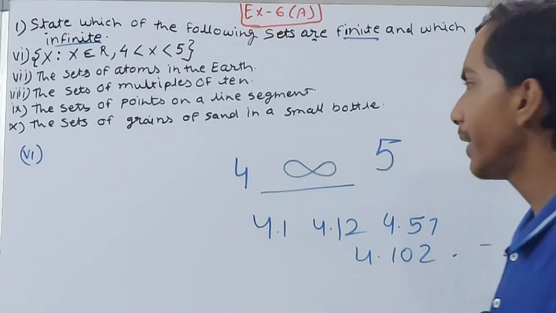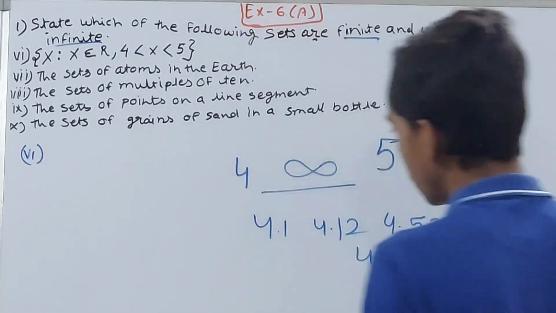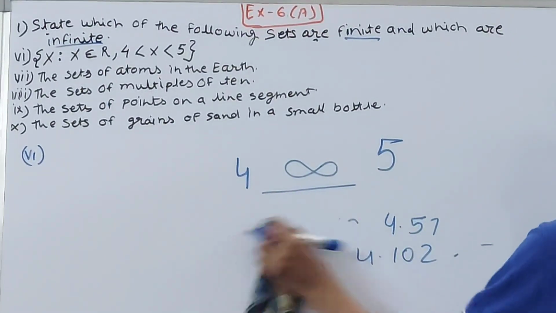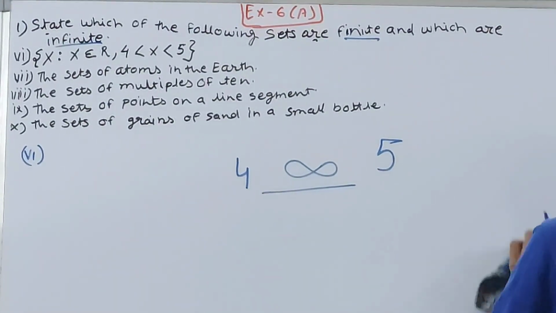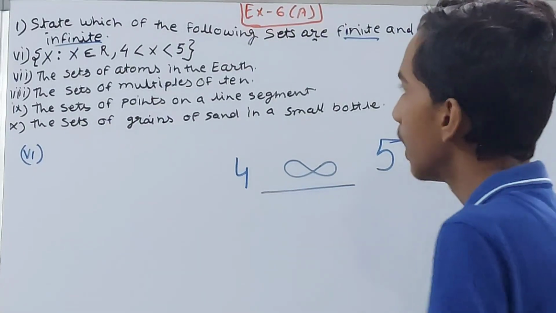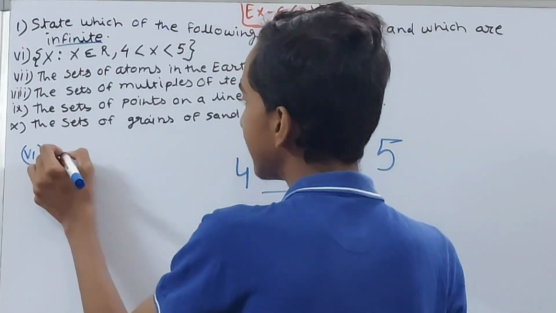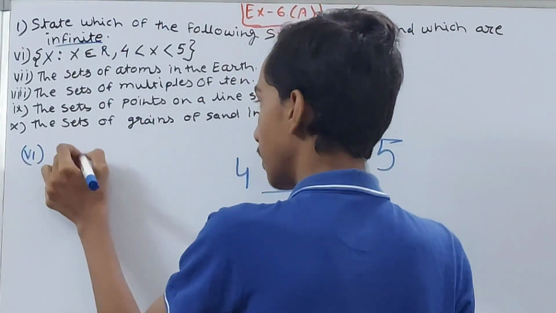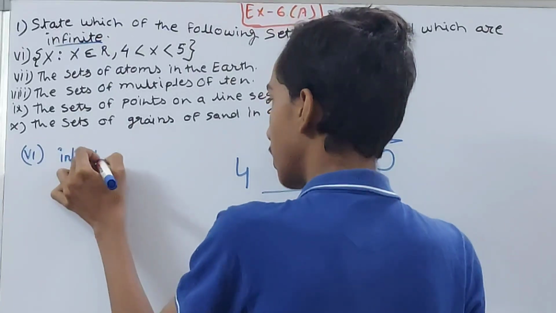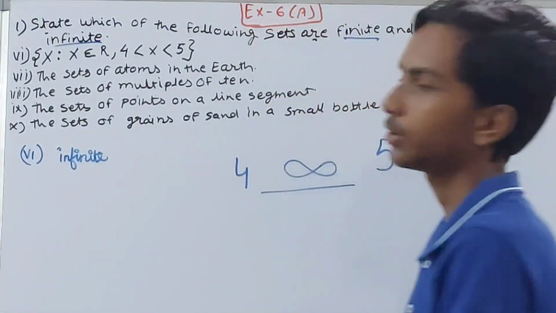So we have studied that between any two numbers exist infinite real numbers. It's a property. Therefore, what can I say? This set is an infinite set. Yes or no?